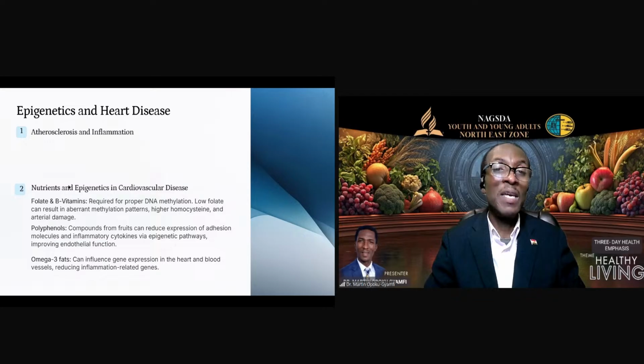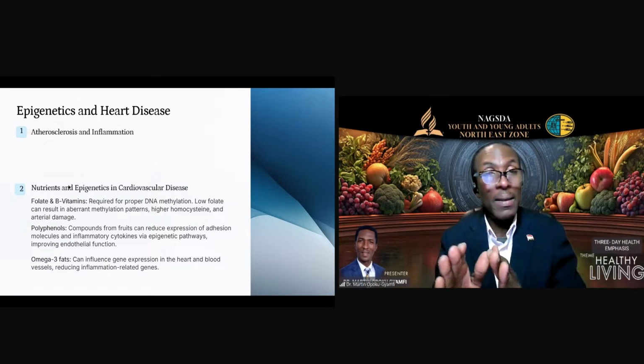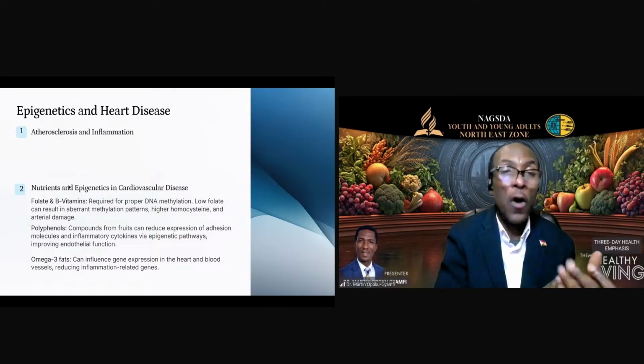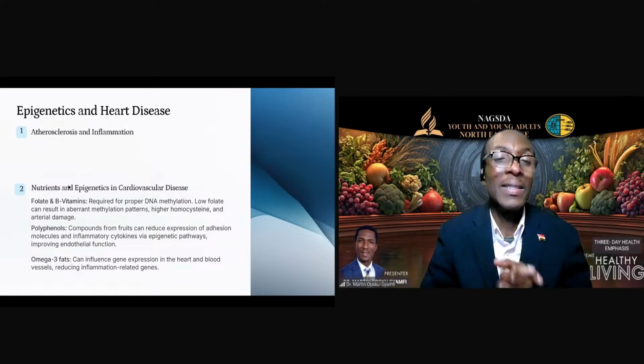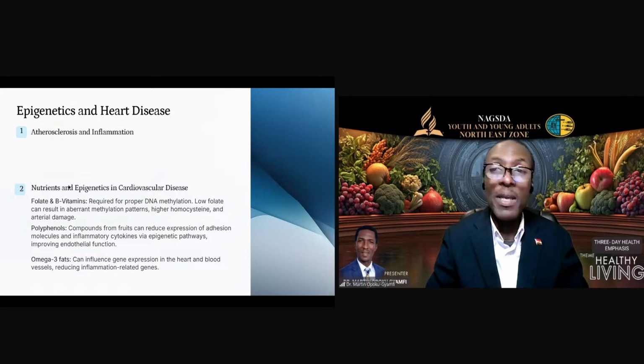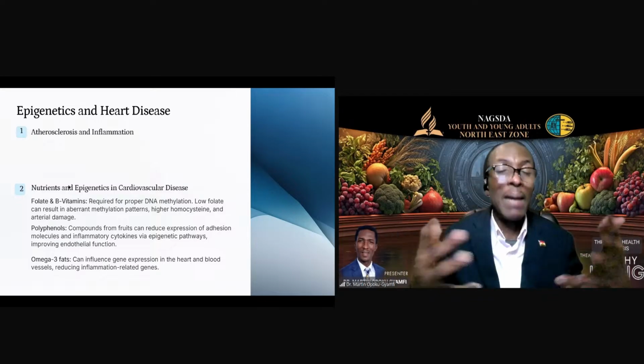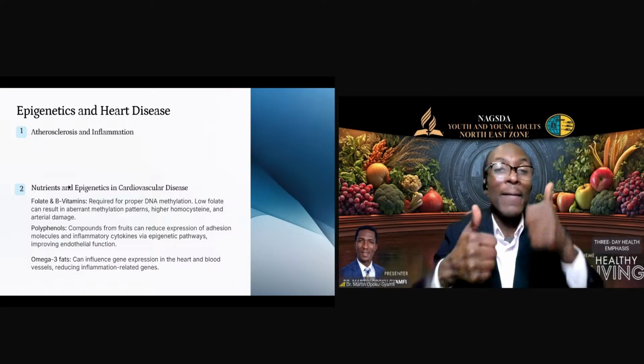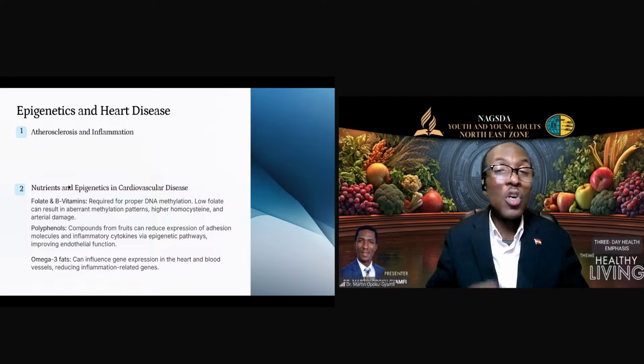Folate and B vitamins. These are required for proper DNA methylation. So DNA methylation can be good, can be bad. It can be good when it suppresses bad genes. And we need folate, which comes from leaves, dark green vegetables, and all the B vitamins which are found in plants, vegetables, whole grains, fruits, nuts, and seeds to produce that. Okay, and the research has shown that if you don't have these, then you have a high homocysteine because your good methylation has been suppressed.